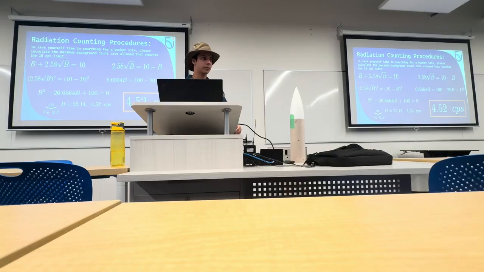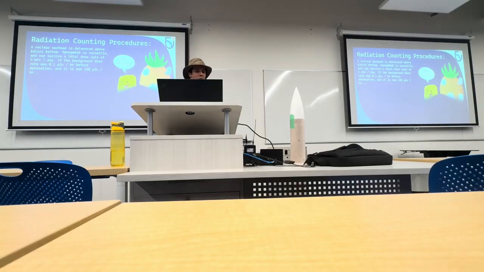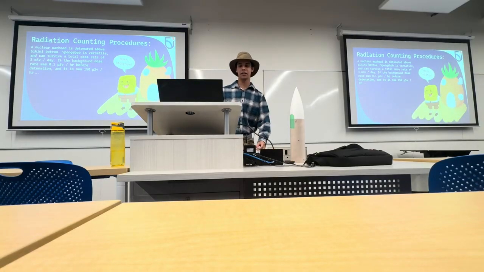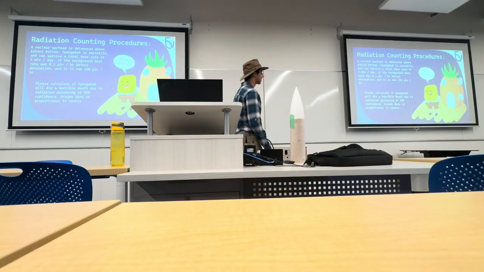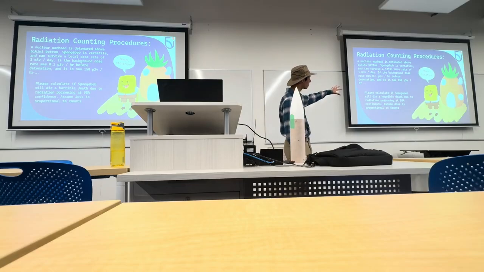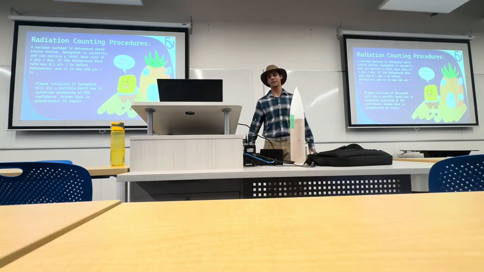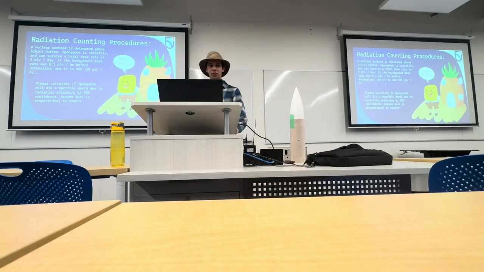Just another example. I think there's maybe one more example before I start talking about gamma spec. Yeah, one more. A nuclear warhead is detonated above Bikini Bottom. Now, SpongeBob is a versatile creature. You know how sponges are. A total dose of 3 millisievert per day is what he can survive. If the background dose was this before and this after, please calculate if he dies a horrible death due to radiation poisoning at 95% confidence. Assume dose is proportional to counts.